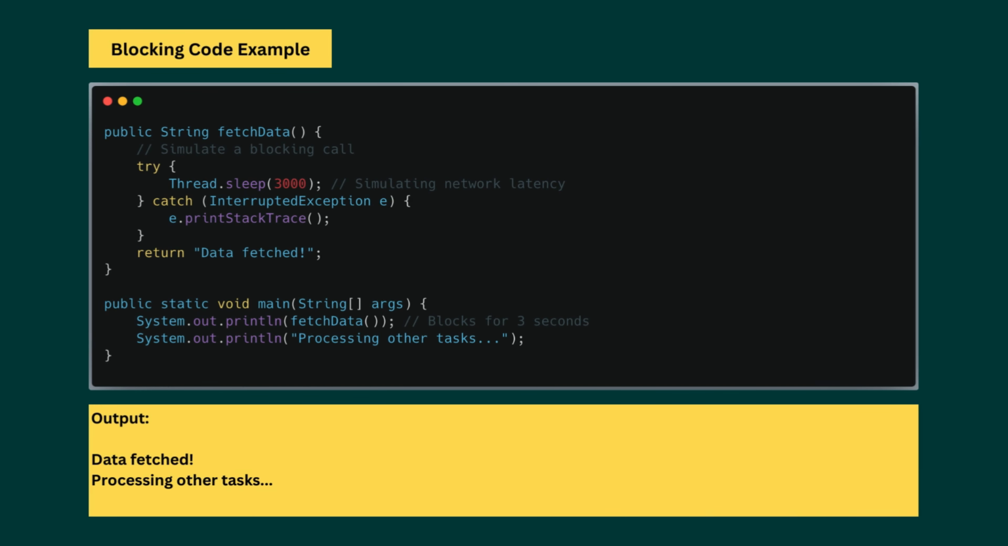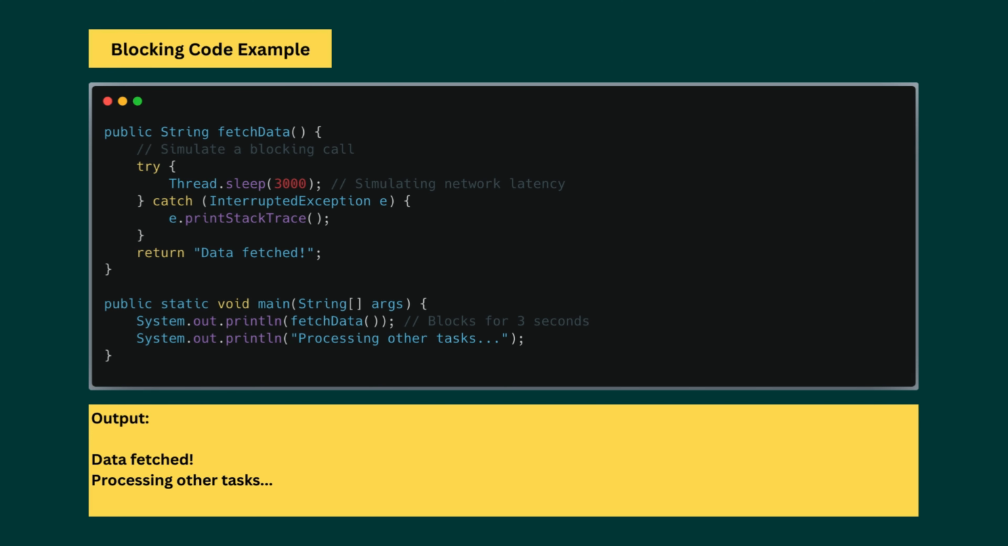Let's first look at how blocking code can be inefficient. Here is an example of traditional blocking behavior. This program waits 3 seconds before printing data fetched because the Thread.sleep function blocks the main thread. Only after that, it prints processing other tasks. This blocking nature wastes valuable CPU resources.